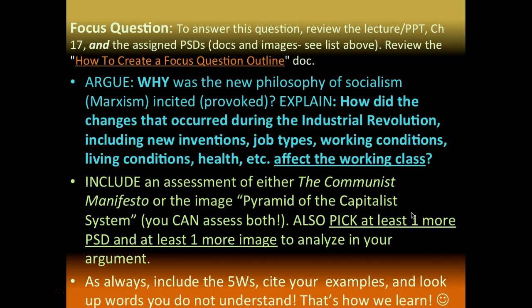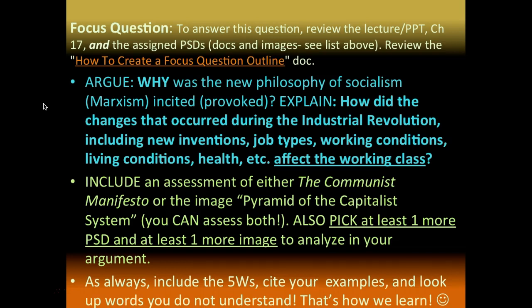Why was the new philosophy of socialism, which was also known as Marxism, incited, which means provoked? Explain. How did the changes that occurred during the Industrial Revolution, including new inventions, job types, working conditions, living conditions, and health, etc., affect the working class people, the proletariat? So you have to really think about this. Think about so many new things that happened during the Industrial Revolution that affected the working class to the point where this new philosophy of socialism was incited, was provoked.